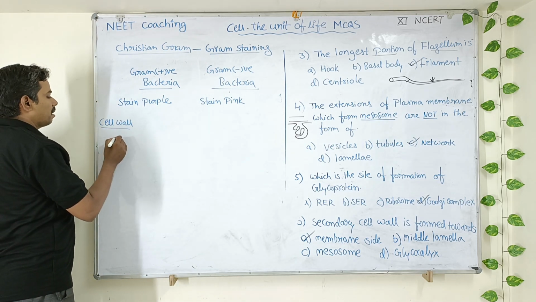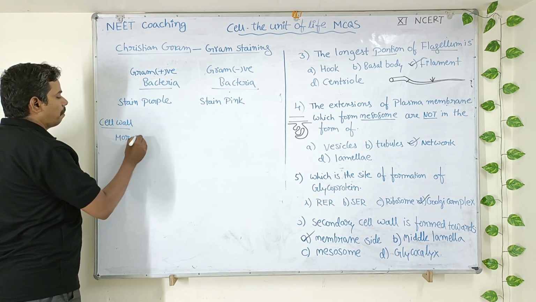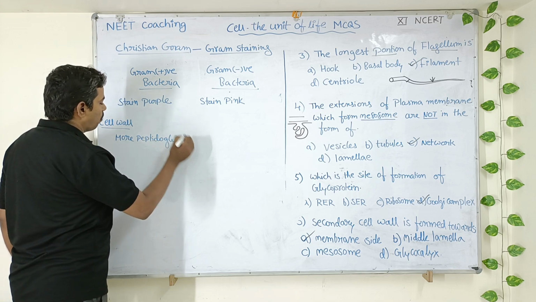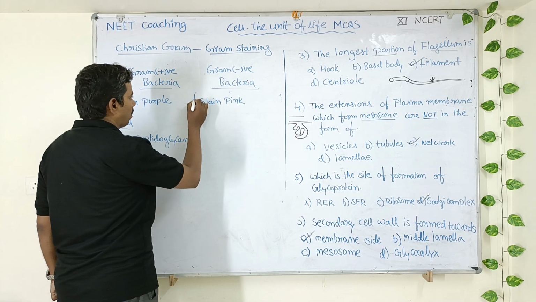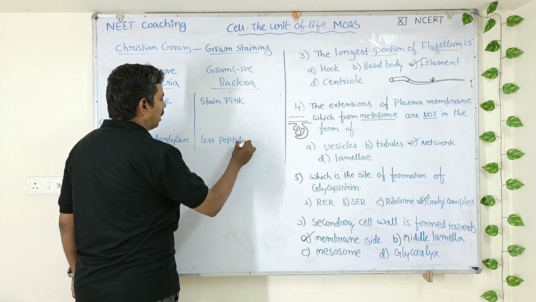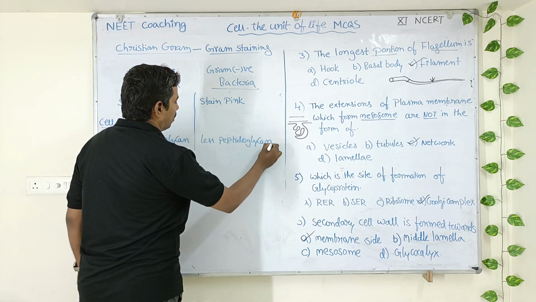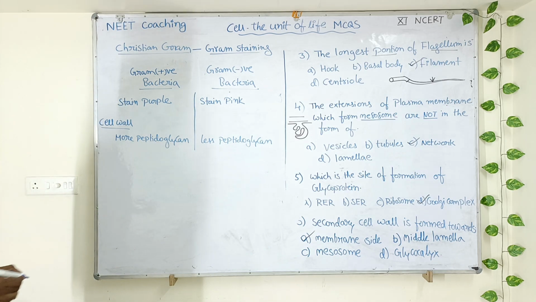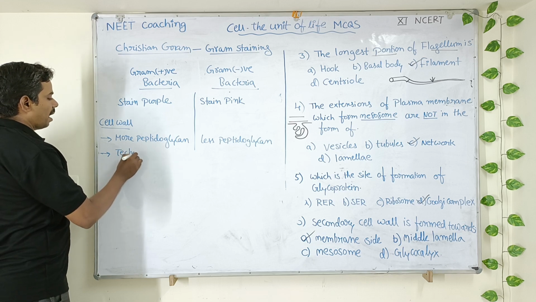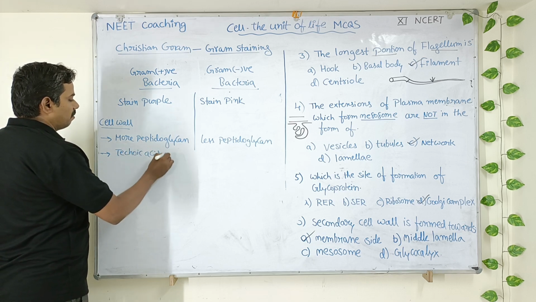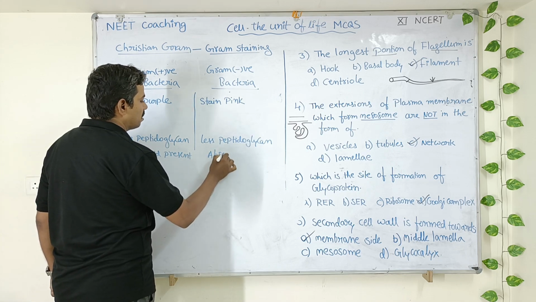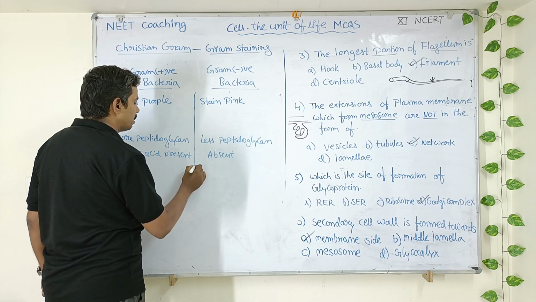Gram-positive bacteria will have more peptidoglycan component, whereas gram-negative bacteria will have less peptidoglycan, a less amount of peptidoglycan in the cell wall. Next, in gram-positive bacteria teichoic acid will be present, whereas in gram-negative bacteria teichoic acid will be simply absent.